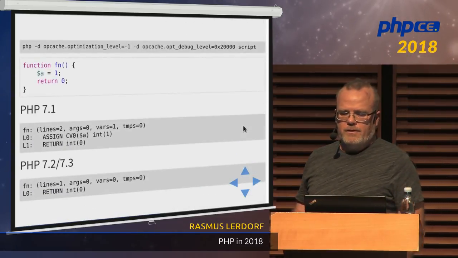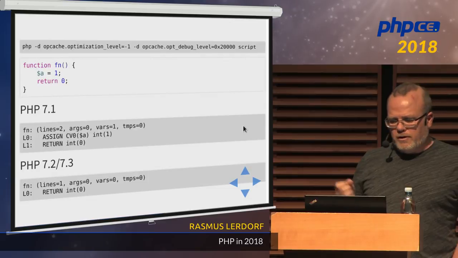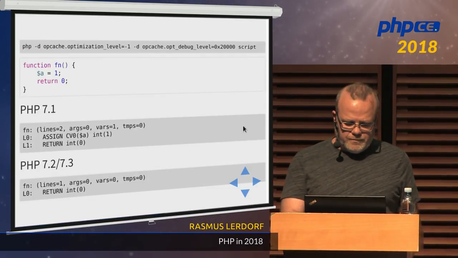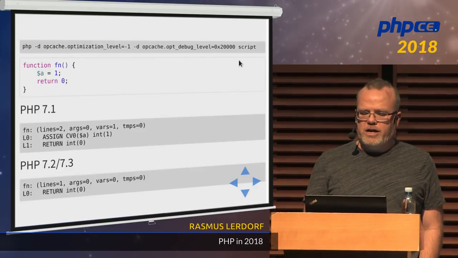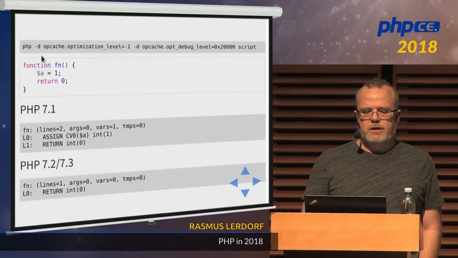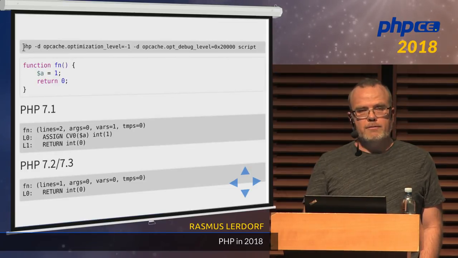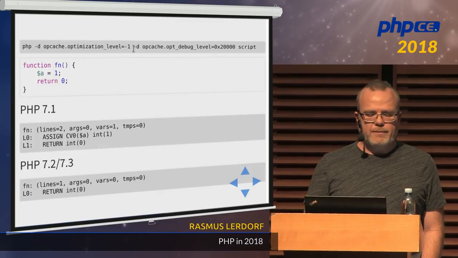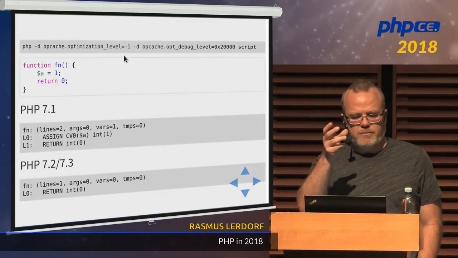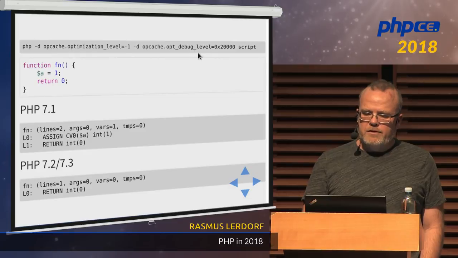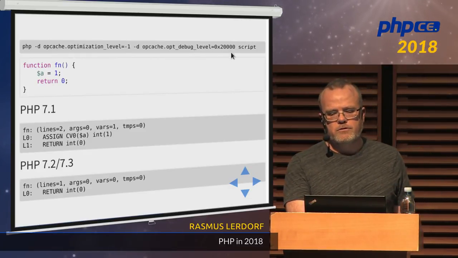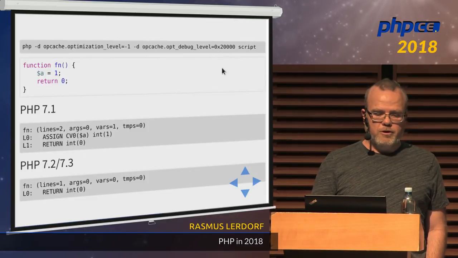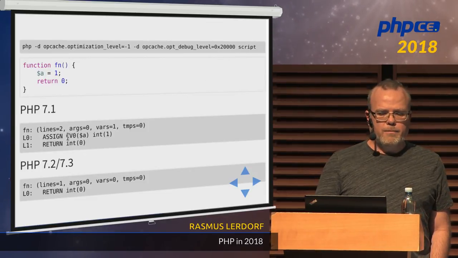Now, those are fancy optimization terms with all kinds of academic papers written on it, but it's really not that hard. There's a trick where you can dump out the opcodes directly after the optimizer has run. You can run PHP like this, turn on all the optimization steps, just set it to -1, it's a bit field, turn on all the bits. And if you set the opcache opt debug level to 0x20000 hex, and then run your script, you will get a dump of opcodes.